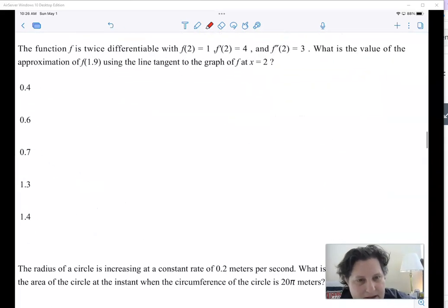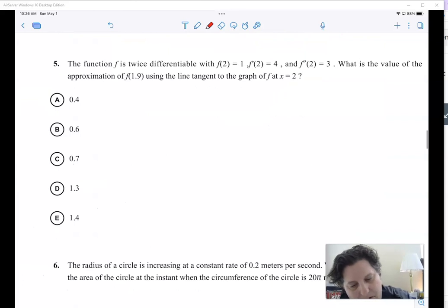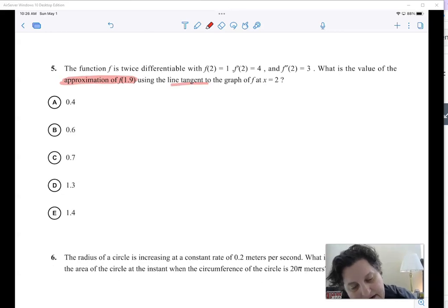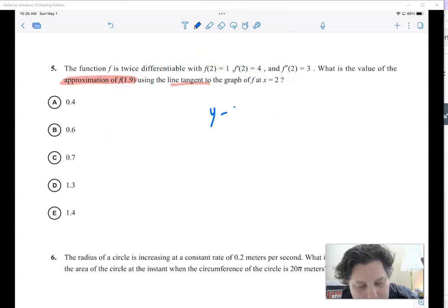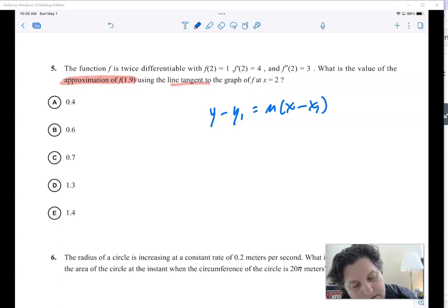All right, let's take a look at number 5. Okay, cool, we like these, the approximation ones, you guys. Line tangent to the graph, all that, right? We're going to start by writing the equation of the tangent. Now, this is at x equals 2.